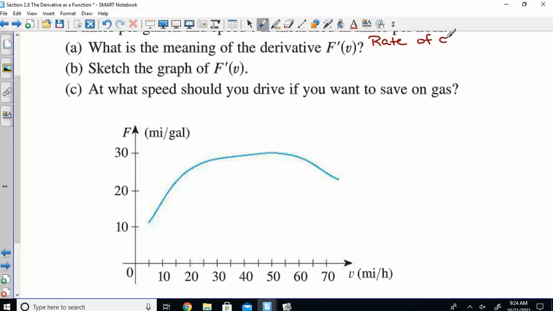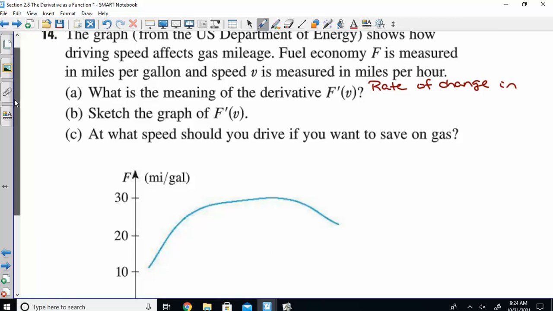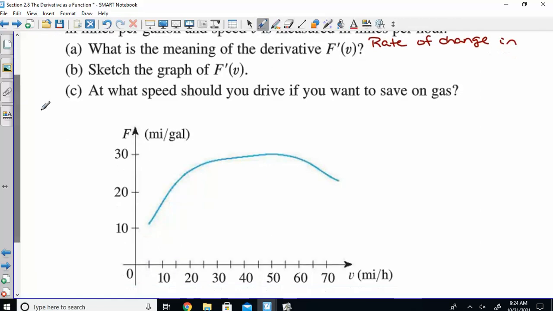So a derivative is always the rate of change. Okay. Then it's the rate of change of the Y value. The miles per gallon, that's your gas mileage.